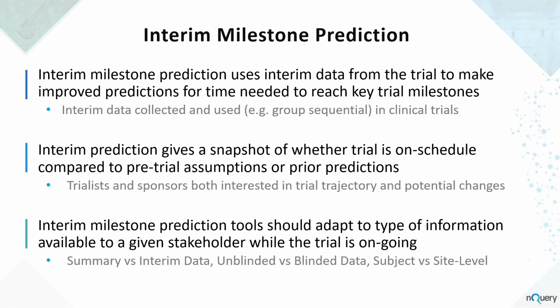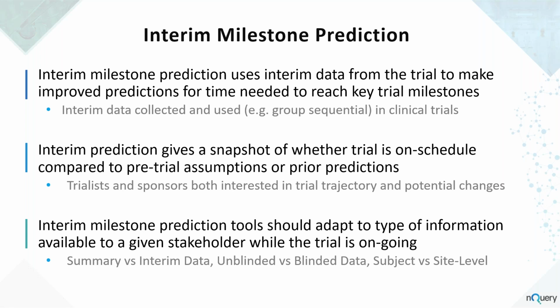So yes, we have interim data. We're going to use that to improve our prediction for these key trial milestones, whether that be enrollment or events. This gives you a snapshot of whether the trial is on schedule, and we want to compare that to our pre-trial assumptions, or any kind of prior prediction of how long this trial is going to take, whether from a sample size determination or from a pre-trial prediction, as we just showed a second ago.